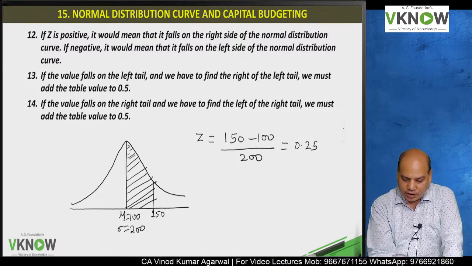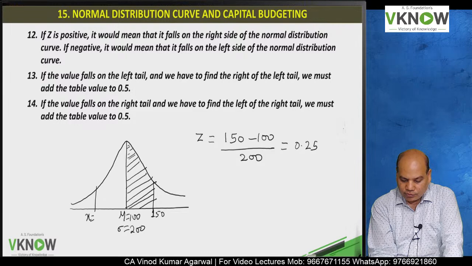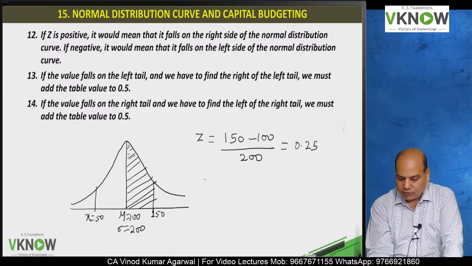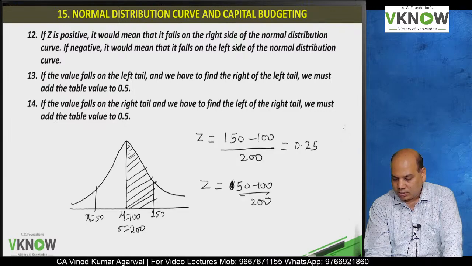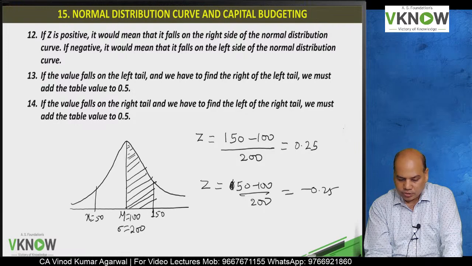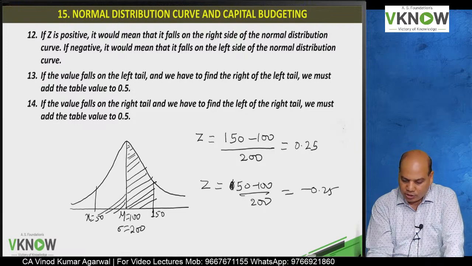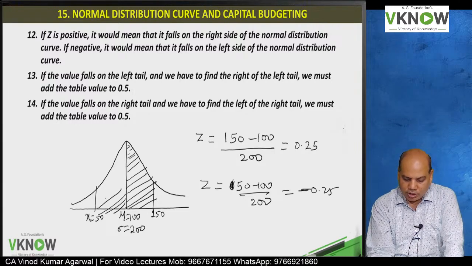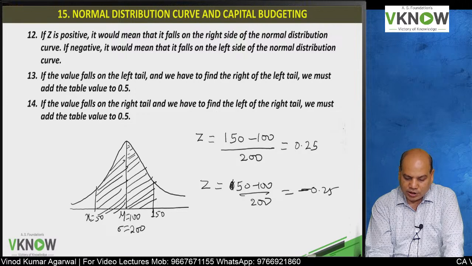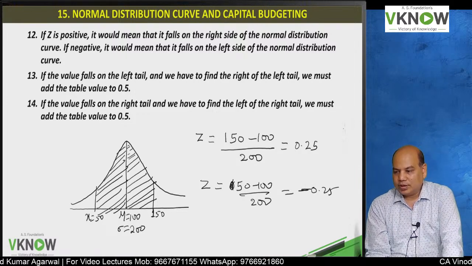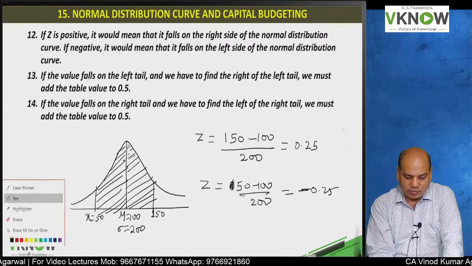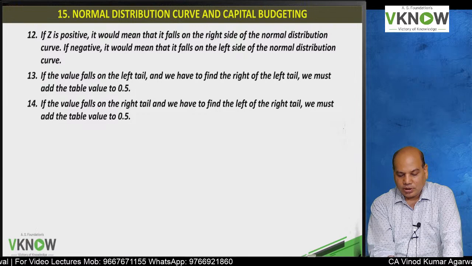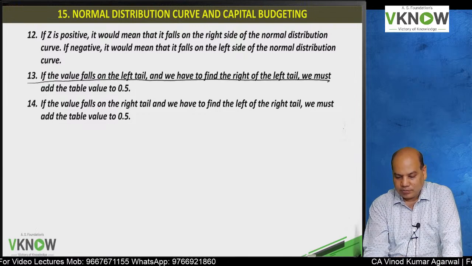And if z is negative, suppose my x is equal to 50. If x equals 50, the value of z will be 50 minus 100 divided by 200, which is minus 0.25. The moment you get z negative, it means the number is on the left side of the mean, below the mean. Positive z, number is on the right side of the mean. Negative z, number is on the left side of the mean.